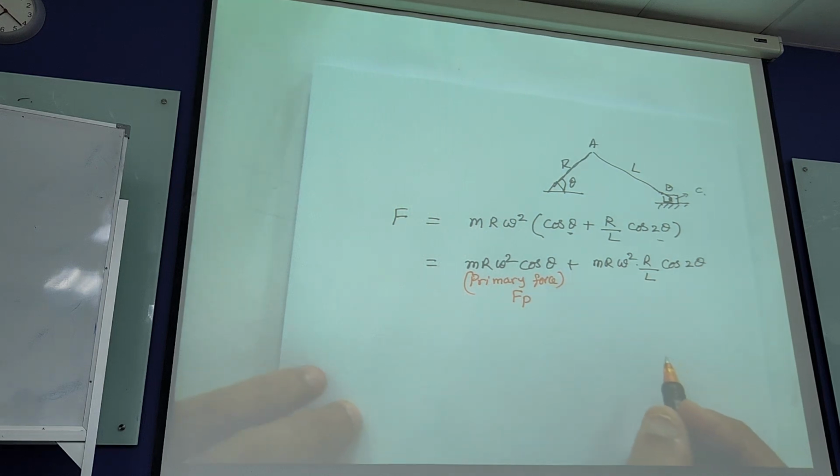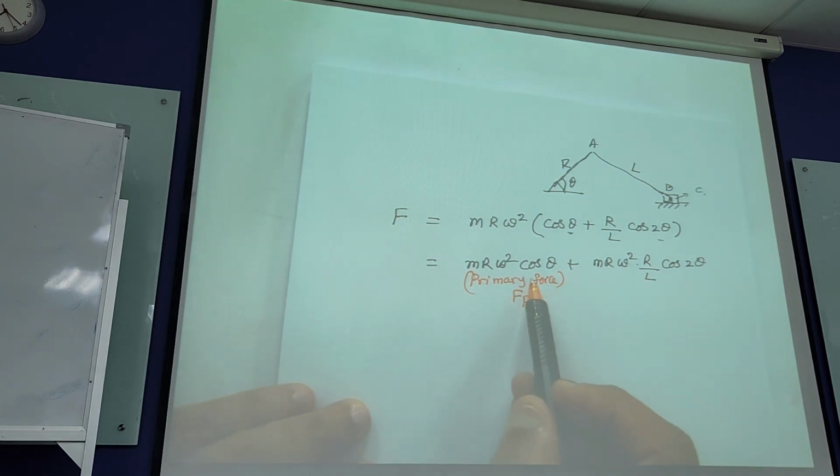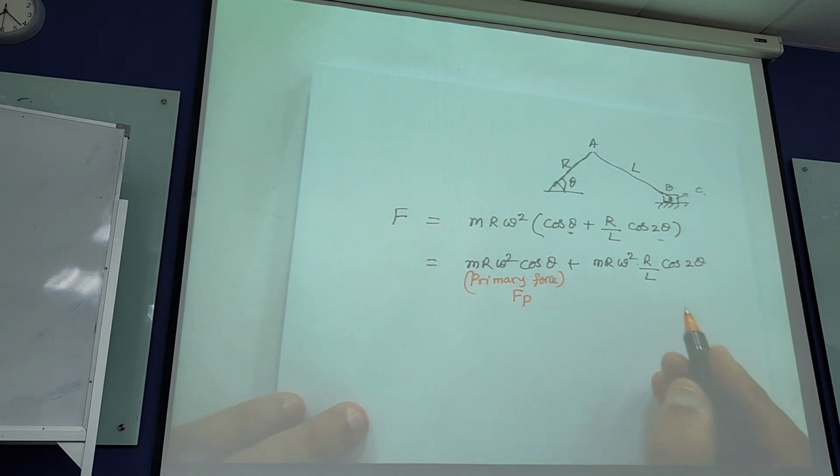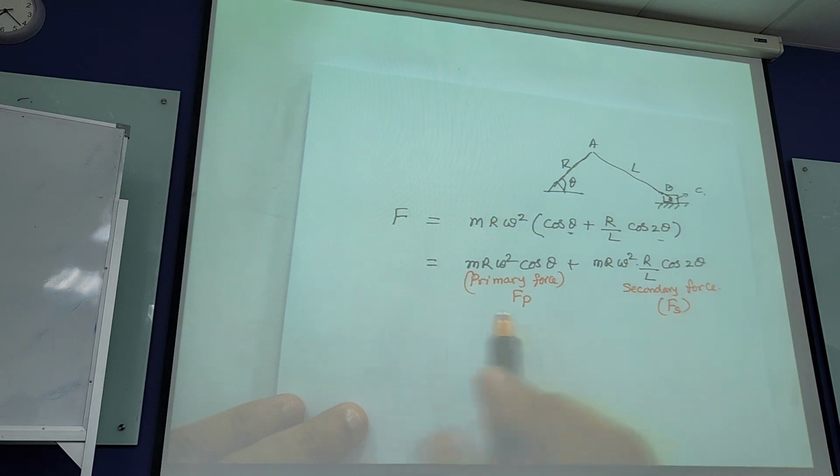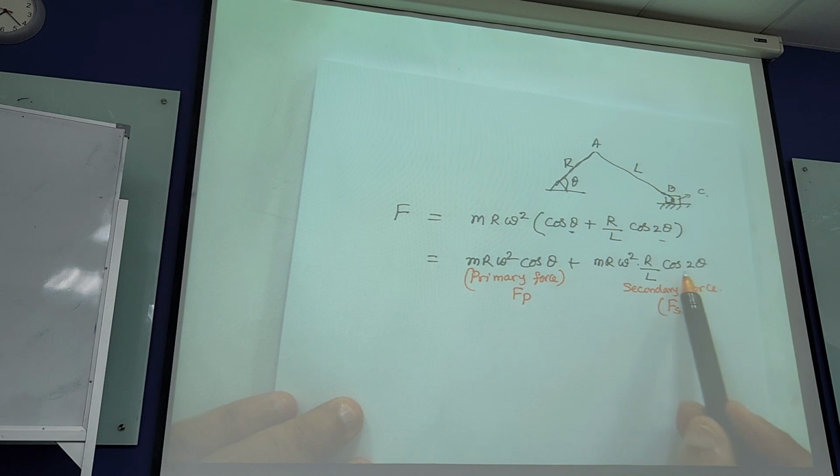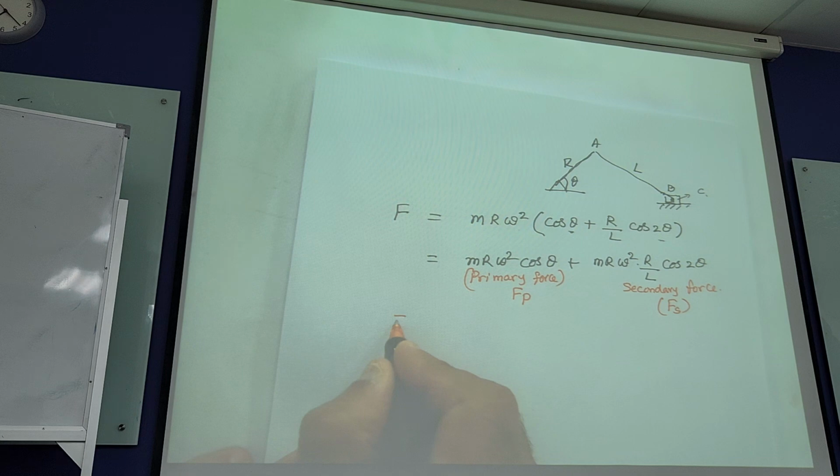This is based on the first harmonic. First harmonic means the angle is theta. The second one is known as the secondary force, which we write as Fs. It is called the secondary force because it depends on 2 times the angle. So basically the force you can write as the primary force plus the secondary force.